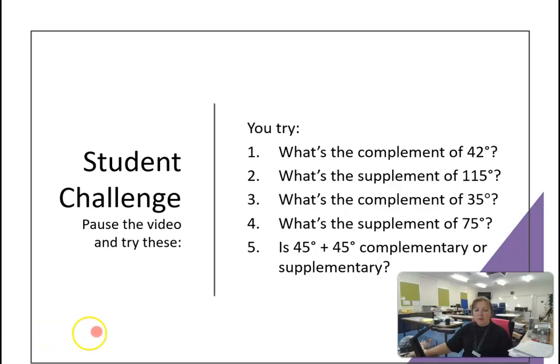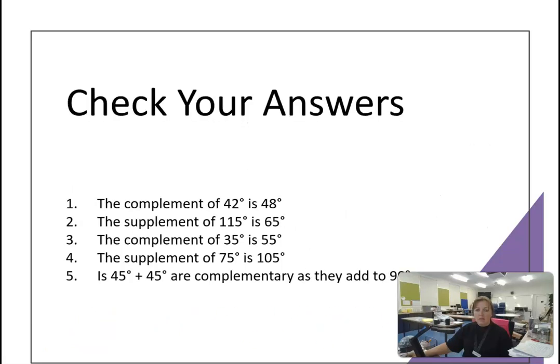Okay, if you've had a go at those questions, here are the answers. The complement of 42 degrees is 48 degrees. The supplement of 115 degrees is 65 degrees. The complement of 35 degrees is 55 degrees. And the supplement of 75 degrees is 105 degrees. And 45 degrees together are complementary as they add up to 90 degrees.